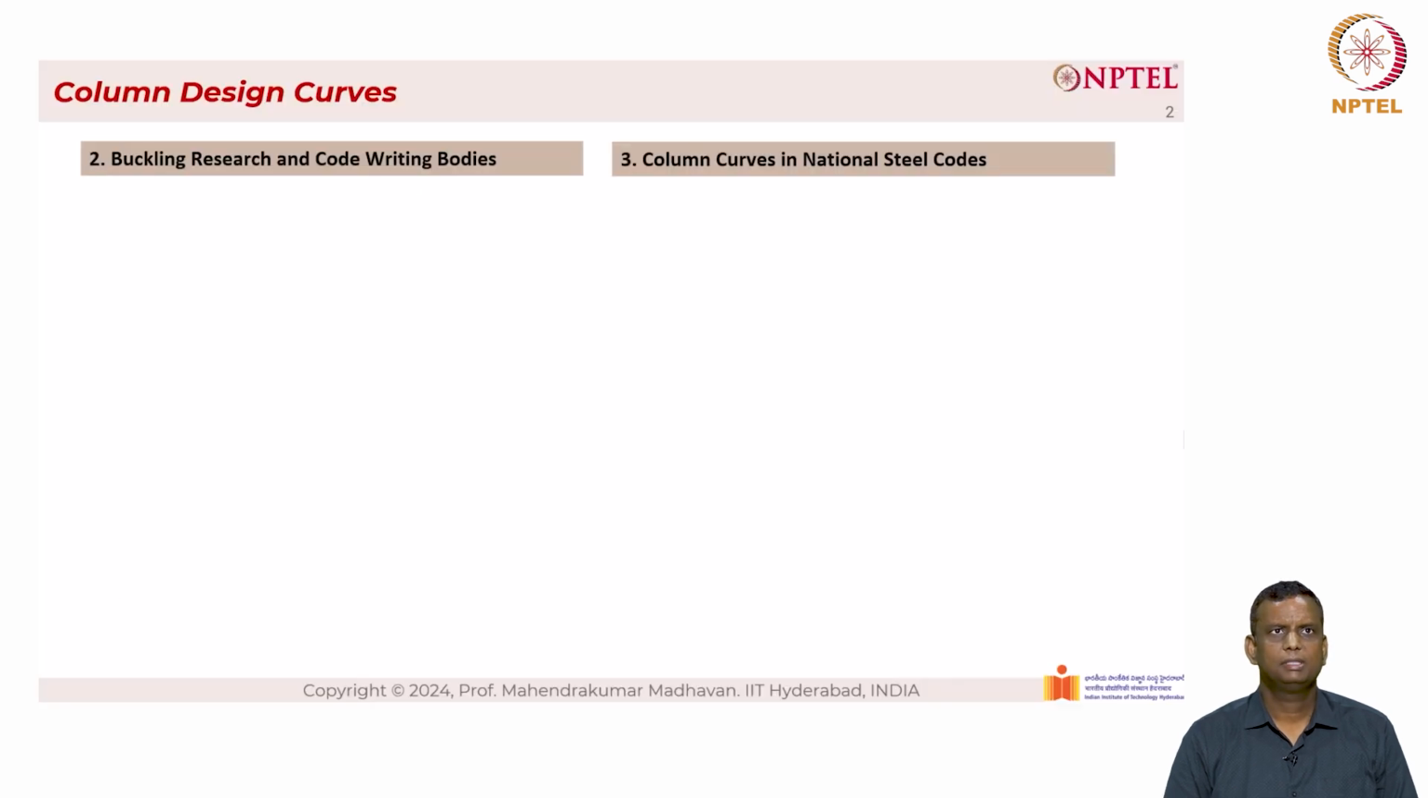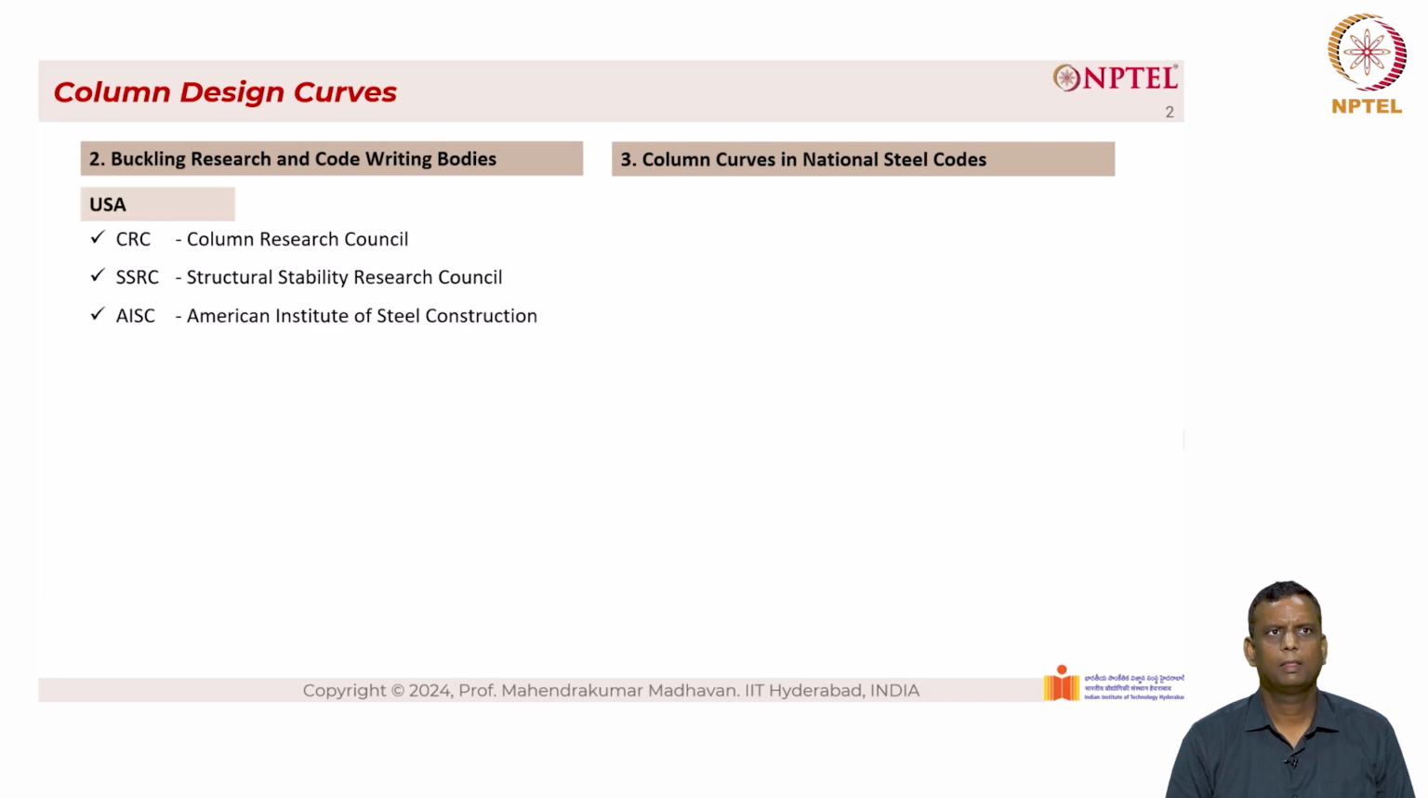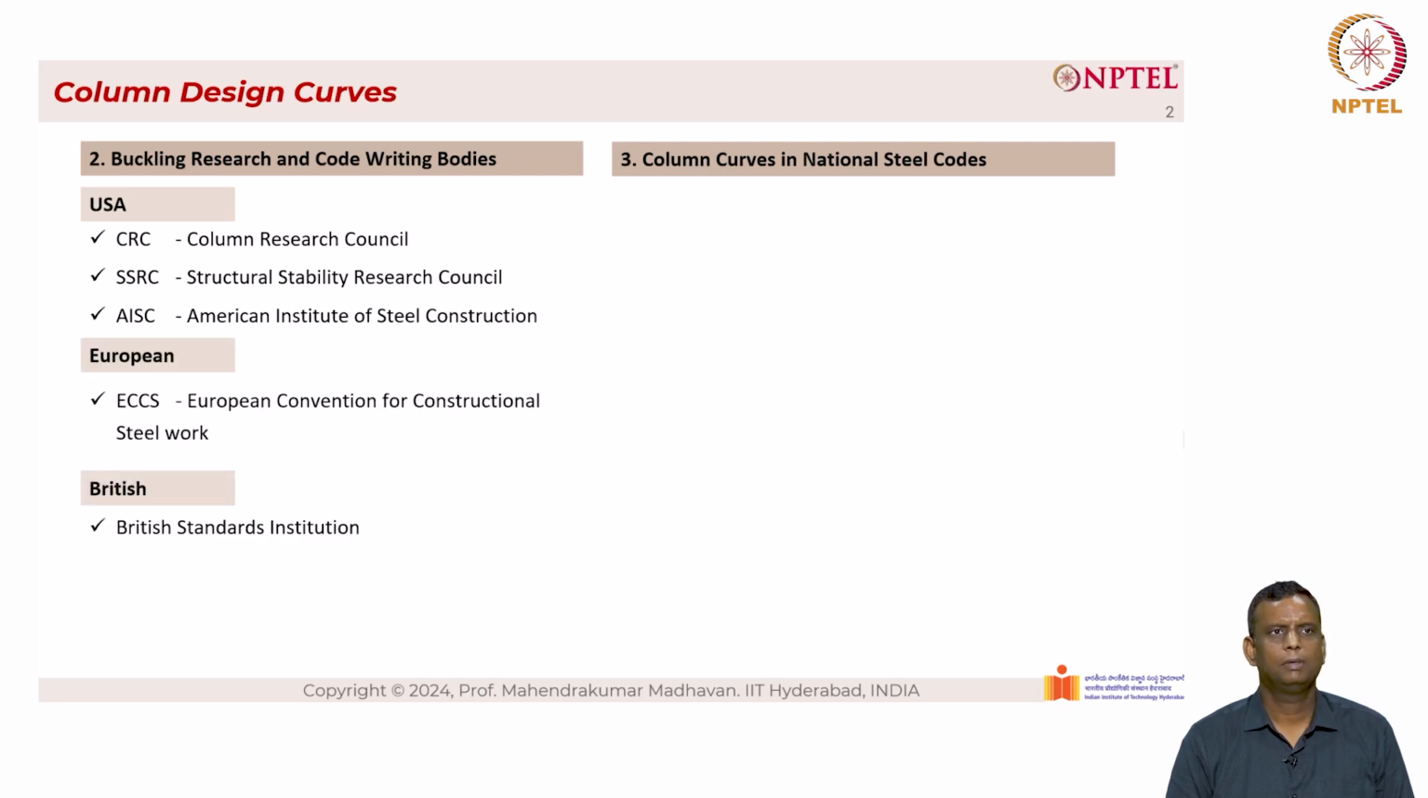In the previous class, we discussed several different types of column curves. We also discussed the buckling research and code writing bodies. In the US, it is CRC, also known as Column Research Council, SSRC, Structural Stability Research Council, as well as AISC, the American Institute of Steel Construction. In Europe, it is ECCS, European Convention for Constructional Steelwork. In Britain, we have the British Standards Institution, and in India, we have the Bureau of Indian Standards.